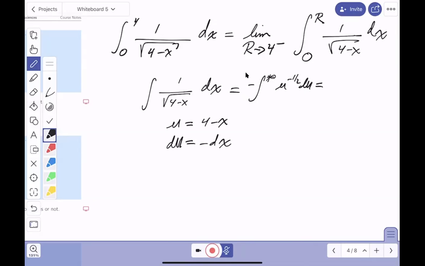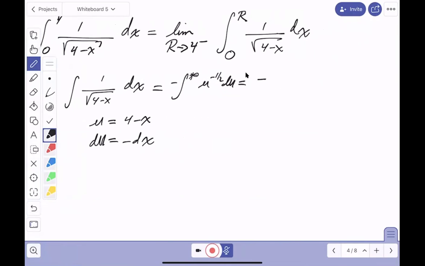What's this antiderivative going to be? Well, I add 1 to the exponent, so it's going to be root u, but u is actually 4 minus x, plus c, and I'm dividing by a half, right? That's like multiplying by 2. So I got something pretty simple over here, and I'm going to put that down now for you.